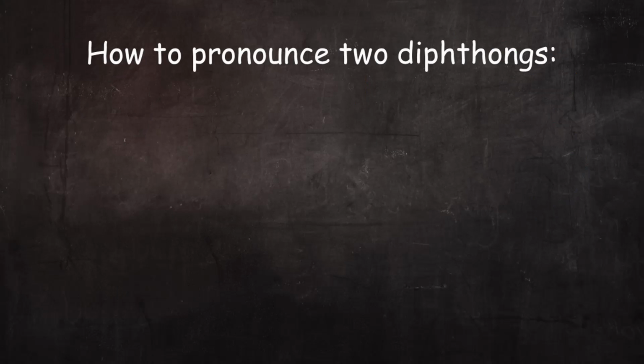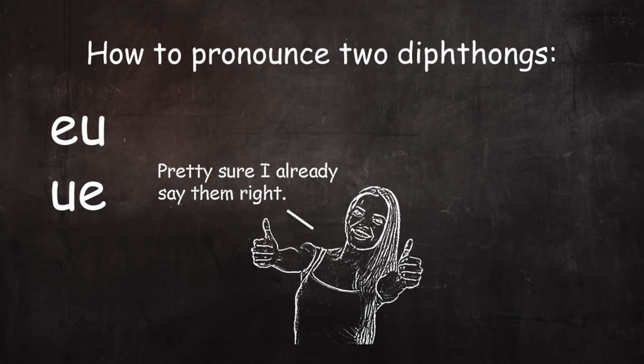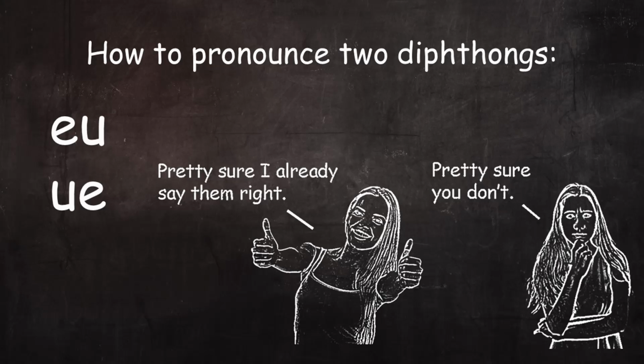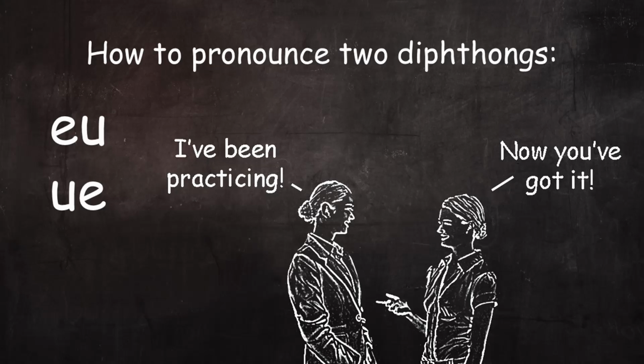Today we'll be discussing the pronunciation of two diphthongs that English speakers often mispronounce, EU and UE. These two diphthongs don't seem like they should cause problems, and most Spanish students sincerely believe that they pronounce them correctly. But the fact is that most students mispronounce them at least some of the time. Fortunately, learning how to pronounce them correctly is within the grasp of anyone who is willing to invest a little thought and practice.